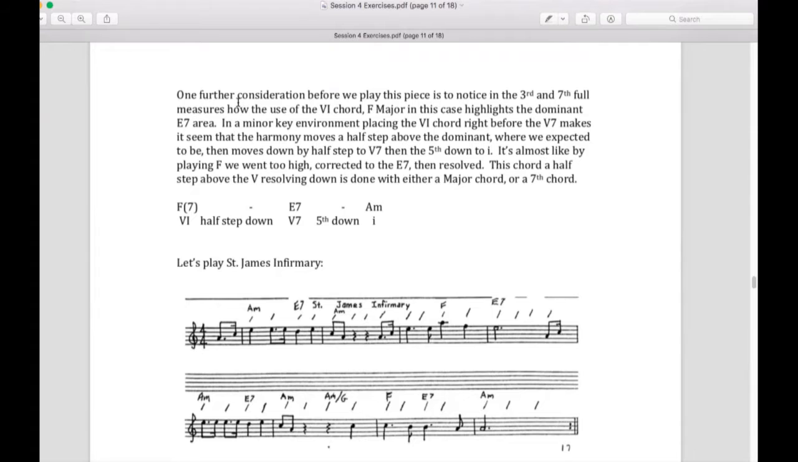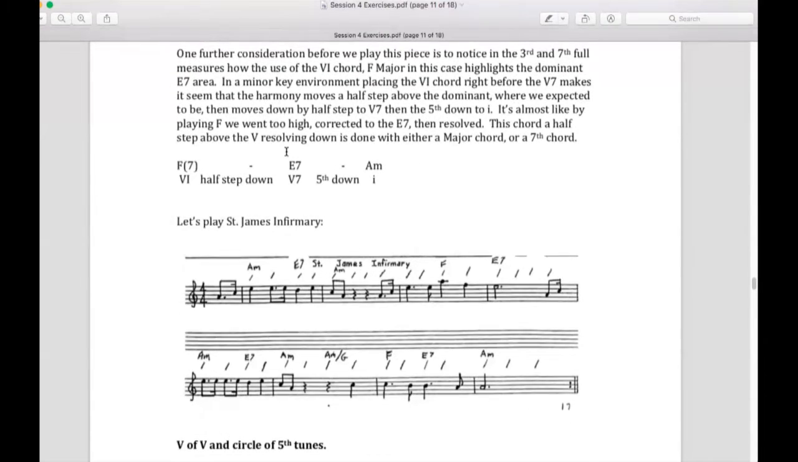One further consideration before we play this piece is you want to notice in the third and seventh full measures the use of the 6 chord, F major. So A, B, C, D, E, F, right? That's why God gave you 5 fingers. Well, 5 on each hand, so you can count up your theory. All right. So F is the 6 chord. So what's that 6 chord doing in there?